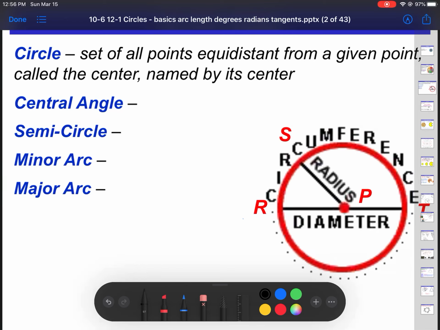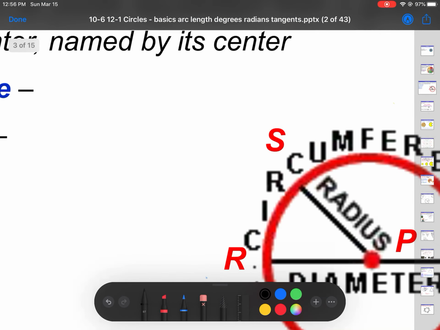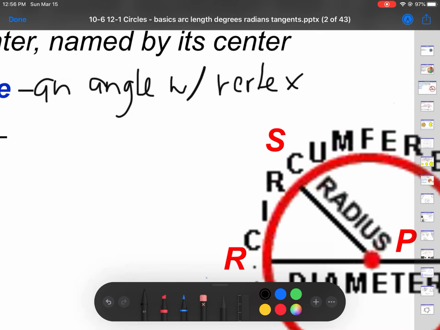So the central angle, let's come up with that. So the central angle will be an angle with vertex at the center of the circle.